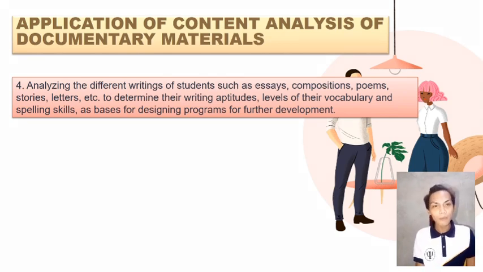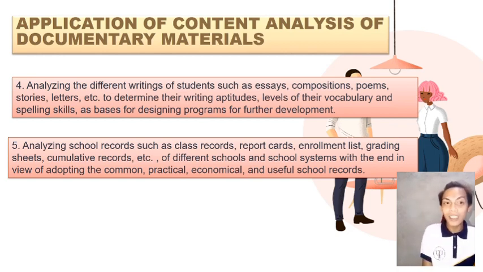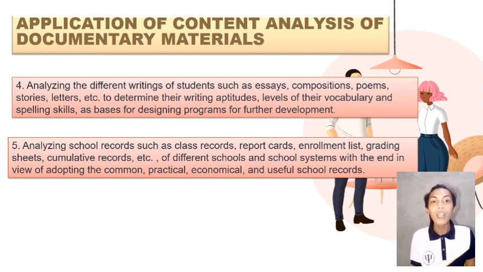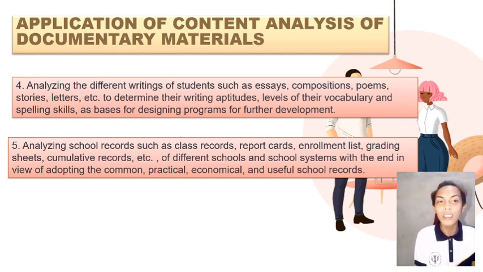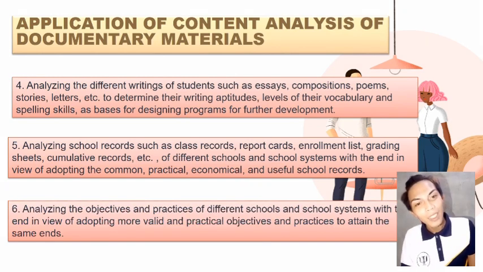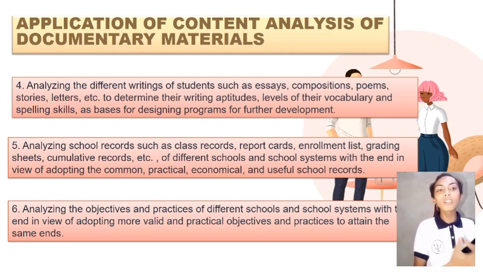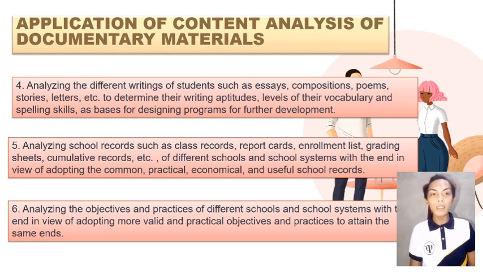Number 5 is analyzing school records, such as class records, report cards, enrollment lists, grading sheets, cumulative records, etc., of different schools and school systems, with the end in view of adopting common, practical, economical, and useful school records. And number 6, lastly, is analyzing the objectives and practices of different schools and school systems, with the end in view of adopting more valid and practical objectives and practices to attain the same ends.